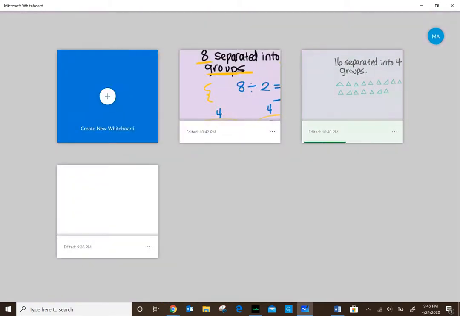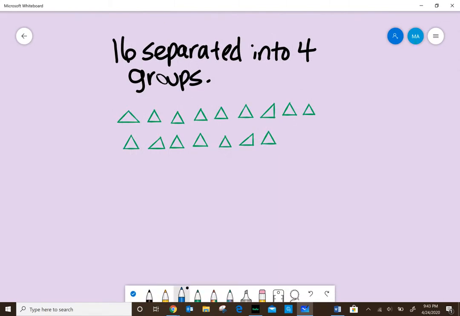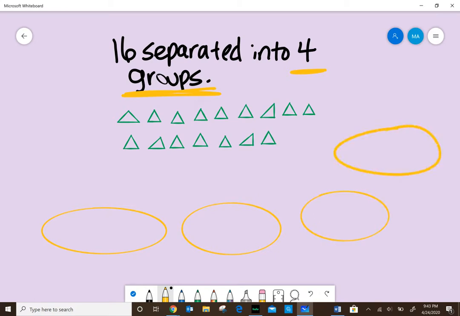Another example would be 16 separated into 4 groups. Now remember, you have to focus and look at how many groups they're telling you. They're asking you 4 groups. So you need to draw your 4 groups. 1, 2, 3, and 4. Now you're going to have to separate your triangles into those 4 groups.